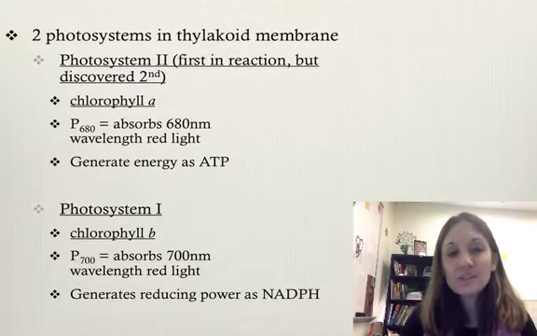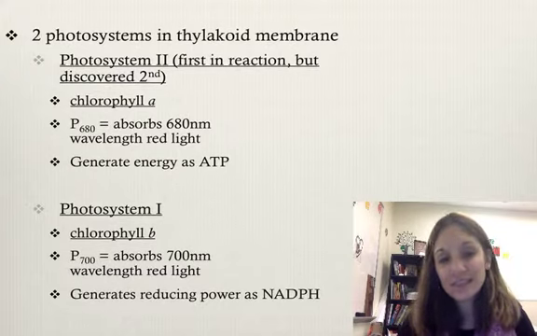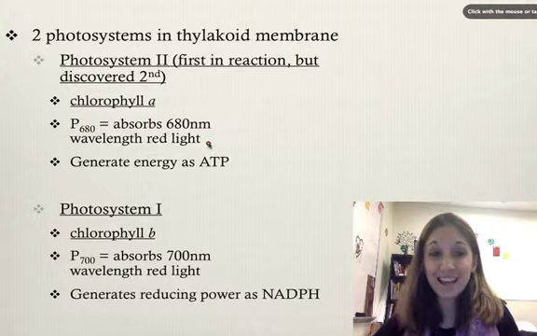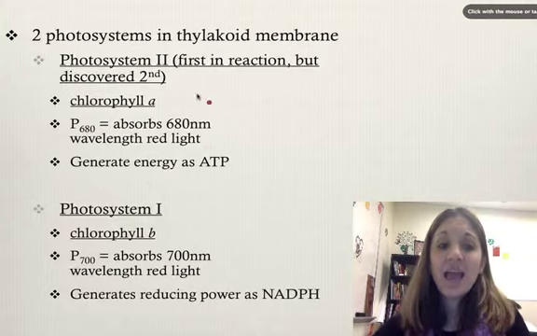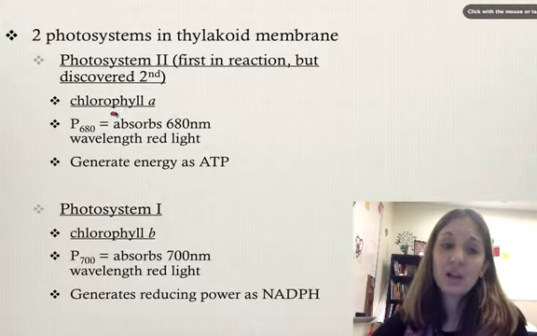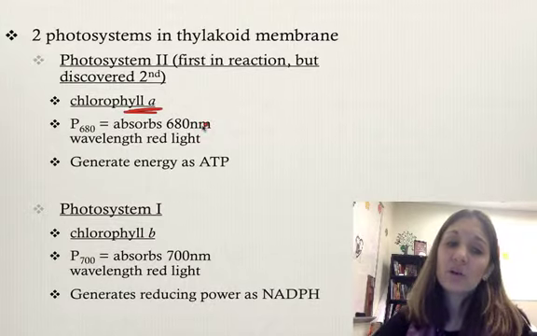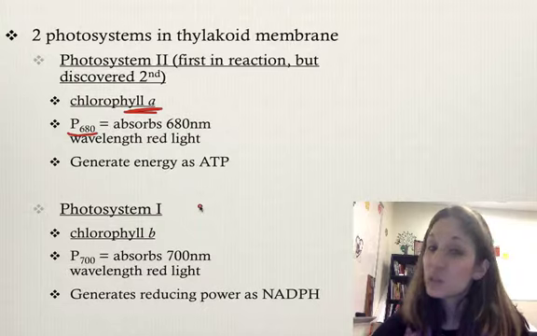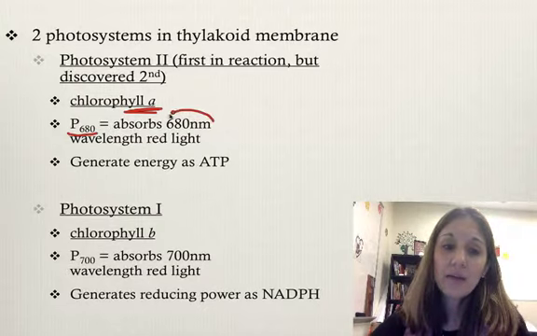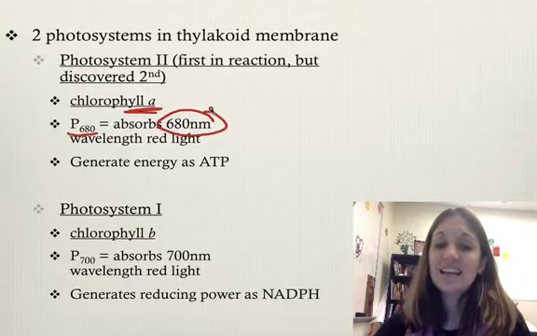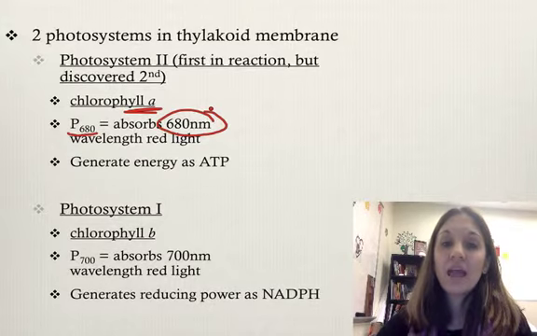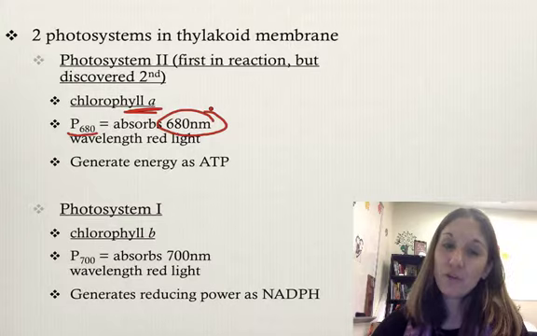So, photosystem 2 is the first one in this system, but it's named photosystem 2 because it was the second photosystem that was discovered. And in photosystem 2, we have the pigment chlorophyll A. And chlorophyll A, this P680, means that its peak absorption is at a wavelength of 680 nanometers. That's a red light wavelength. And it's going to generate energy in the form of ATP.